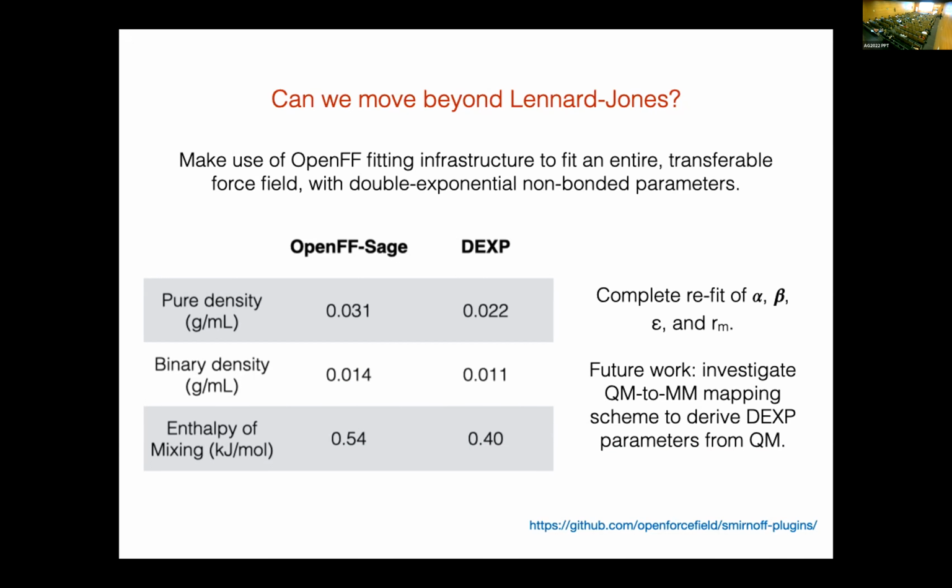But if we do that and we compare with the latest Open Force Field for a range of liquid properties, the double exponential form improves the liquid properties in terms of pure densities, densities of mixtures, and enthalpy of mixing. But similar to my philosophy from before, we'd like to improve this. So we'd like to investigate whether we can get these double exponential parameters also using QM to MM mapping directly from QM.